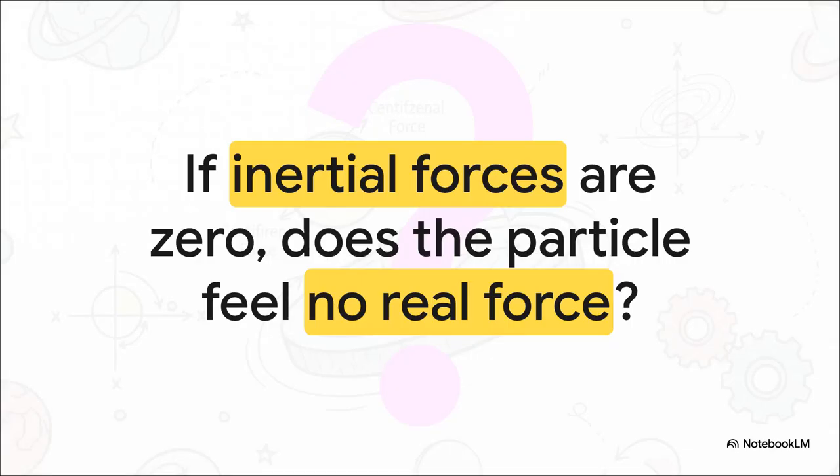Okay, so I want to leave you with one final question to chew on. Back in part A, at that one magic moment, the inertial forces, the fictitious forces, canceled out. They vanished. So does that mean our little particle feels no force at all? Is it just coasting? Think about it. There must be some real forces acting on it to keep it moving in a circle, right? So what are they? What is actually pushing or pulling on that particle? That's something to ponder.